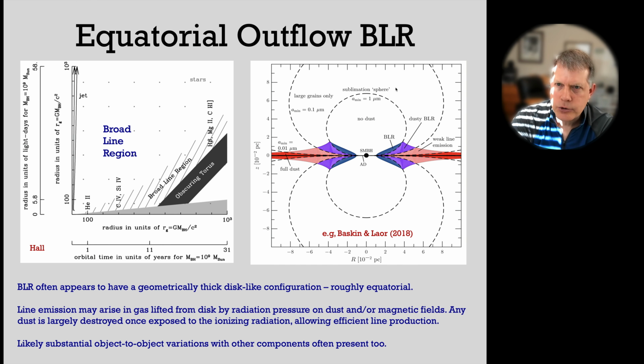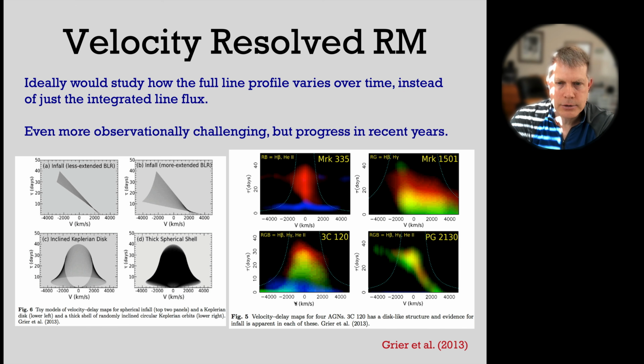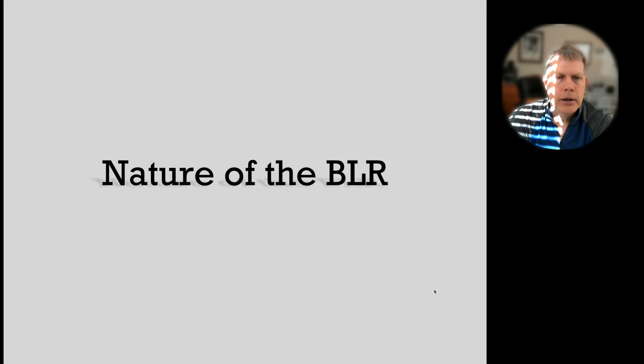There are many other details you can read about in this paper and others. And broadly speaking, people seem to be converging toward a general picture like this. Although, to be careful, I would say that there likely are substantial object-to-object variations, with other components often present too. Remember, we see sometimes evidence for infall going on. Okay, so infall sometimes seems to be there to some significant degree.